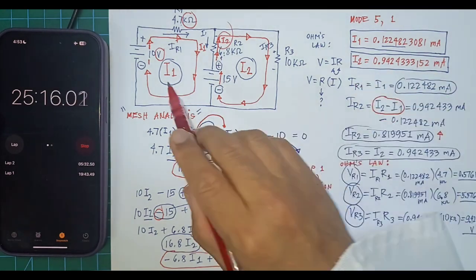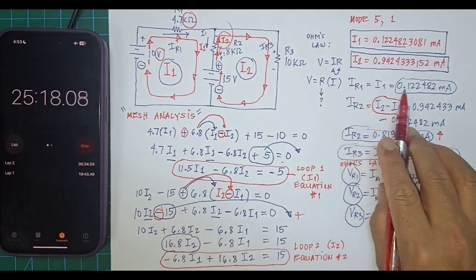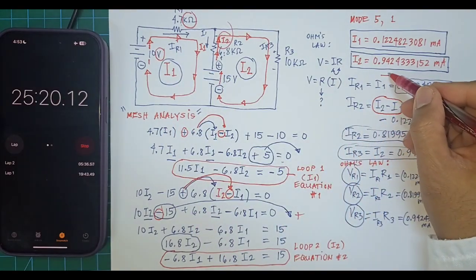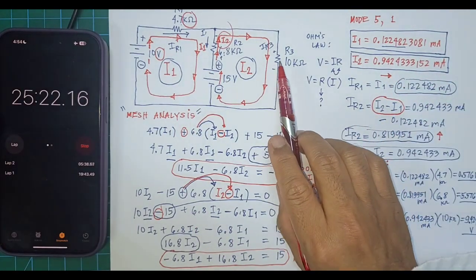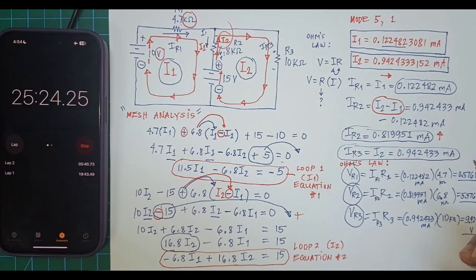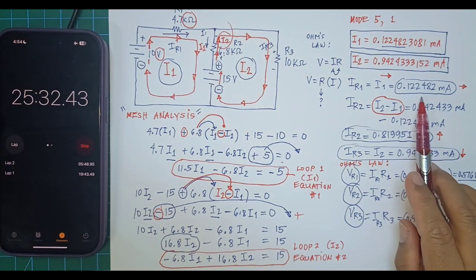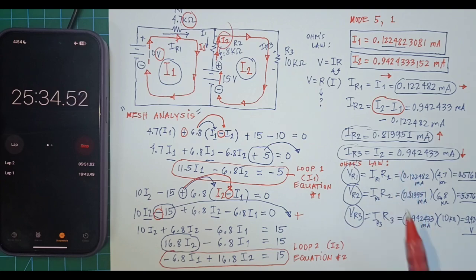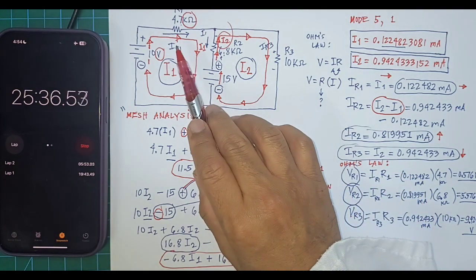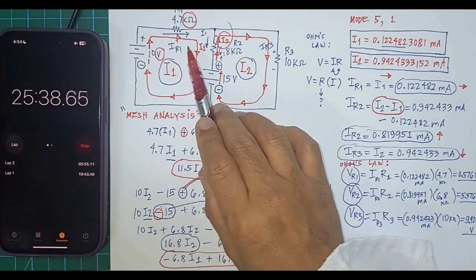And the direction of the current on IR1 is to the right. The direction of the current of IR3 is going down. So this is going down and this is to the right. So as you can see, we can calculate the values of the currents and we can identify what will be the direction of the currents.